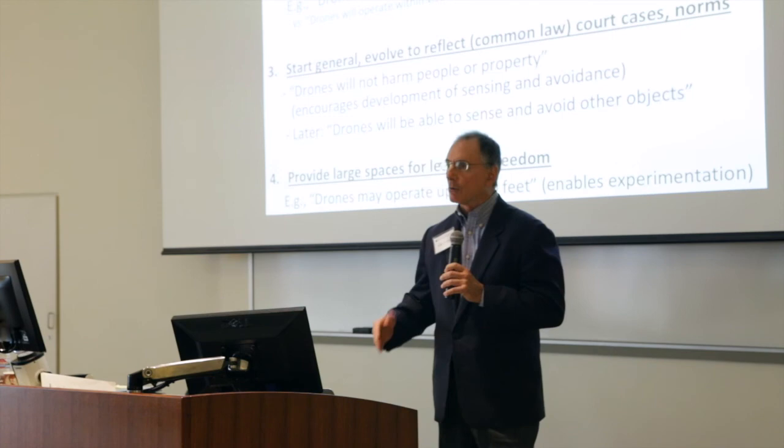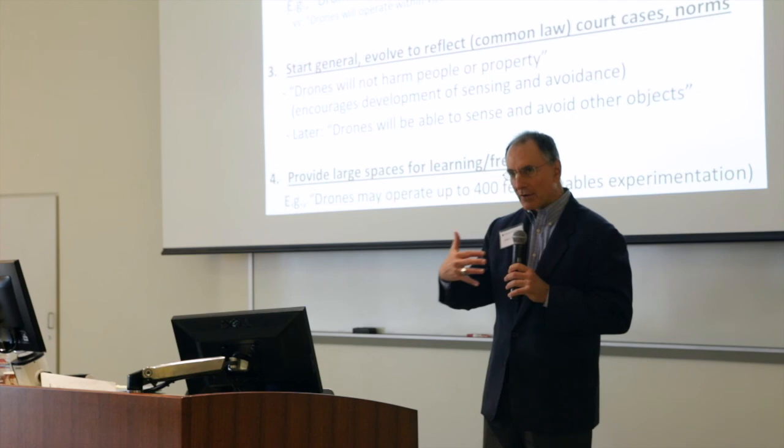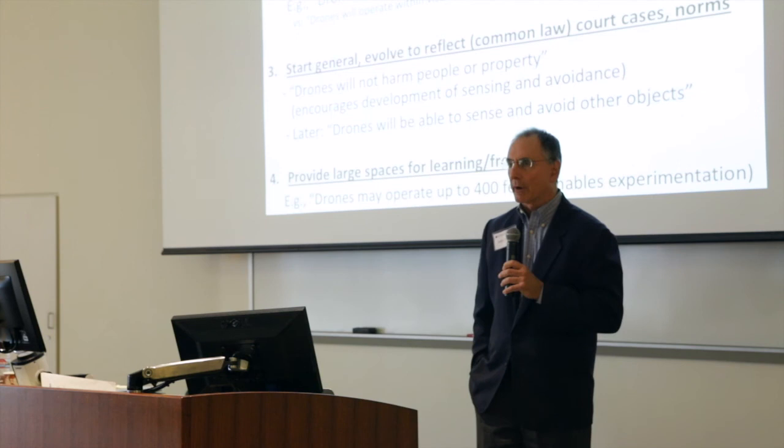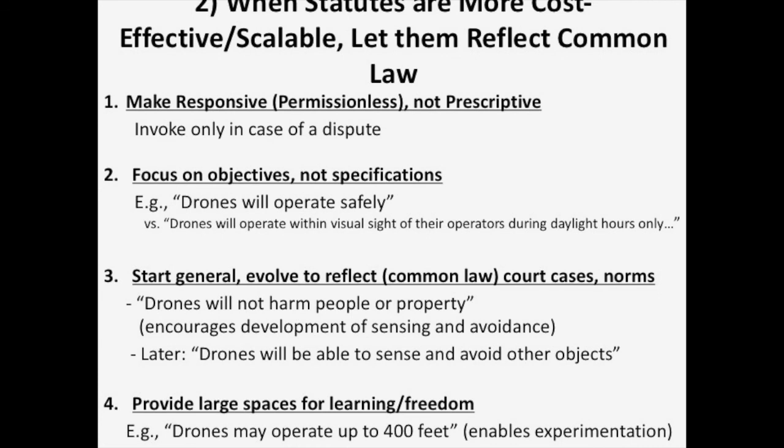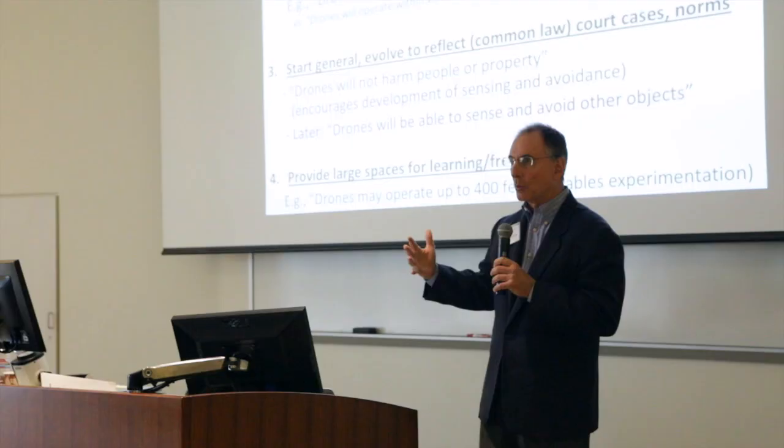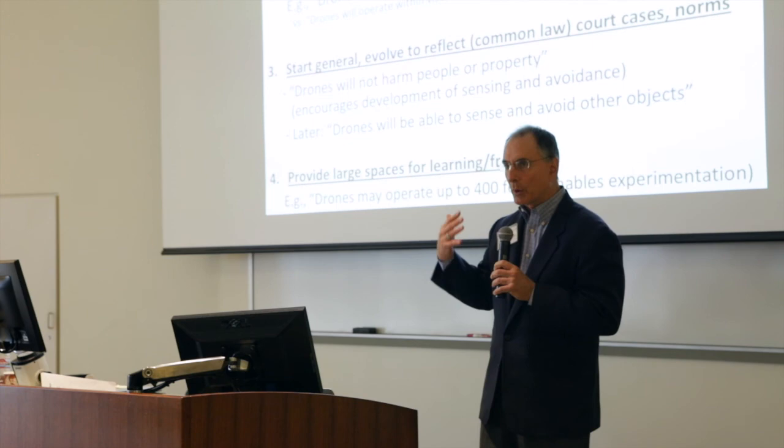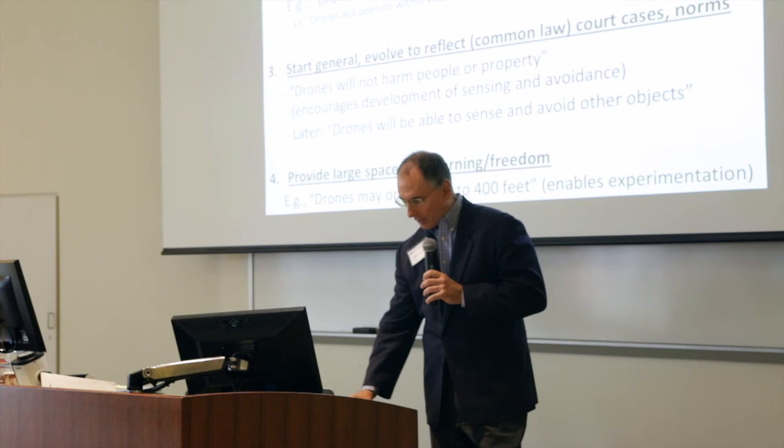Start general, and then as the standards evolve in that field, let the civil law follow. So, for example, start out perhaps with something very broad like drones will not harm people or property. And later, as drones, the overwhelming majority of them perhaps, gain the ability to sense and detect other objects and avoid them, maybe that will become part of what a reasonable person would consider reasonable, and therefore it'll become part of the law for drones.